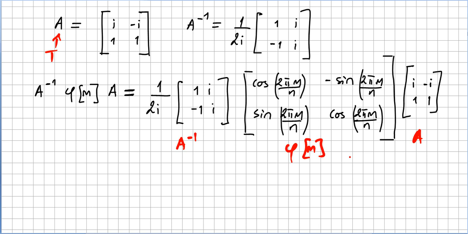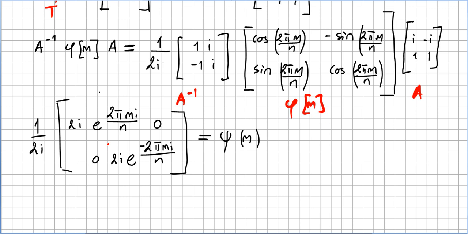I'm not going to do the calculations, so you can check that we have psi of m in the end. What you get really is this: e to the power of 2 pi m i over n, 0, etc. But this is multiplied by 1 over 2i, so this will end up cancelling out, and here you have psi of m. So it is proved that phi is equivalent to psi.